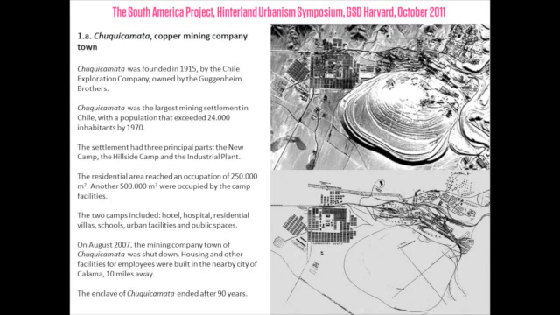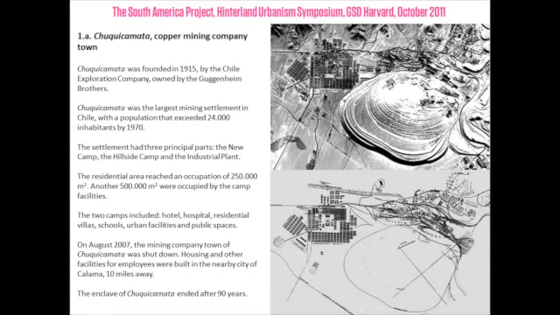Chuquicamata Copper Mining Company Town. Chuquicamata was founded in 1915 by the Chile Exploration Company, owned by the Guggenheim brothers. Chuquicamata was the largest mining settlement in Chile, with a population that exceeded 24,000 inhabitants by 1970. The settlement has three principal parts. The new camp here, we can see an aerial view, and with the plan, the new camp here, the hillside camp in this part of the slide, and the industrial plant here in the middle.